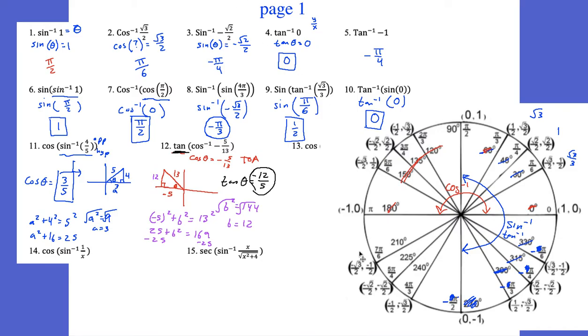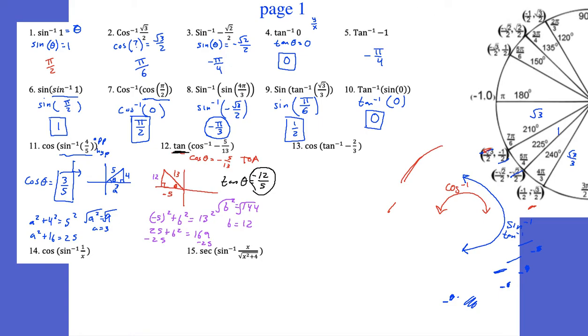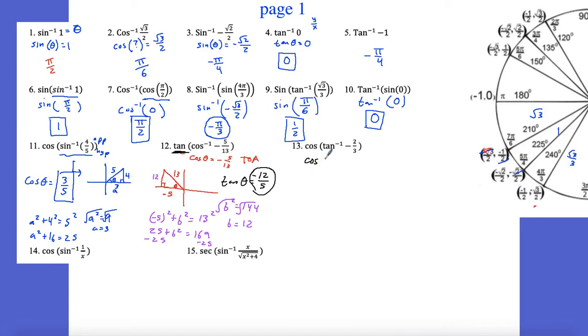All right, I'm going to slide this out of the way so I have a little more room to work over here since I won't need my unit circle anymore. Okay, so finally I've got cosine of inverse tangent negative 2/3. So I want to find cosine theta, but first I have to draw the angle theta using this triangle.